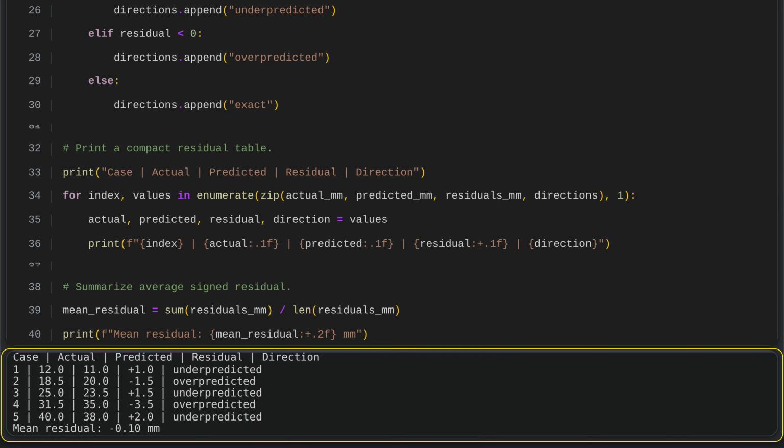This script compares actual and predicted bridge deflections by first confirming the two datasets match in length. It calculates each residual as the actual value minus the predicted value, then identifies whether the prediction was too low, too high, or exact. It reports these results for each case and computes the mean residual to summarize the average prediction error and reveal any overall bias.